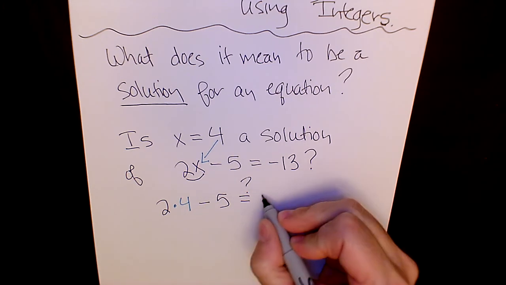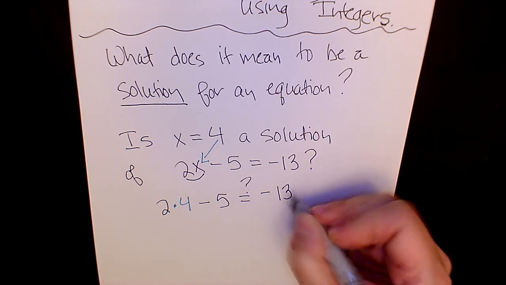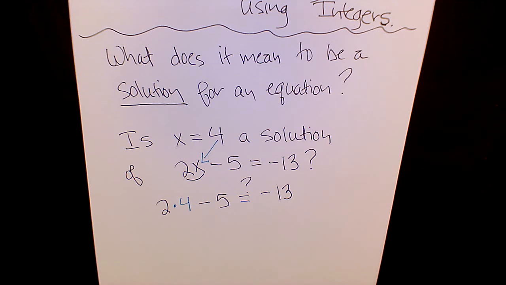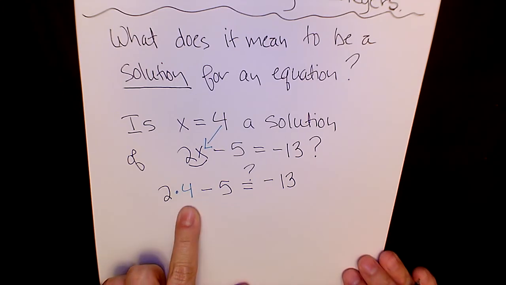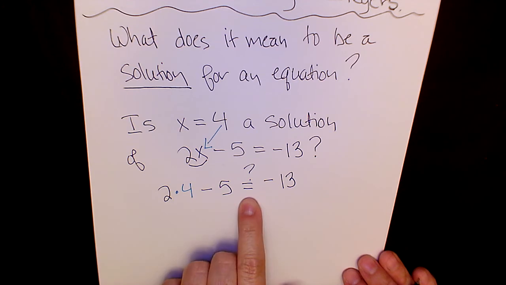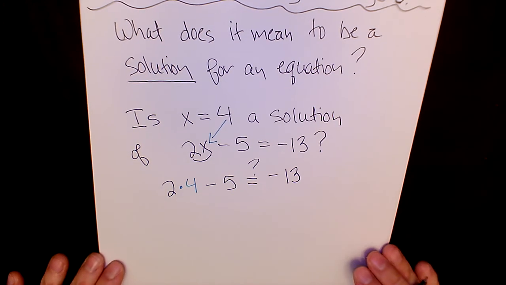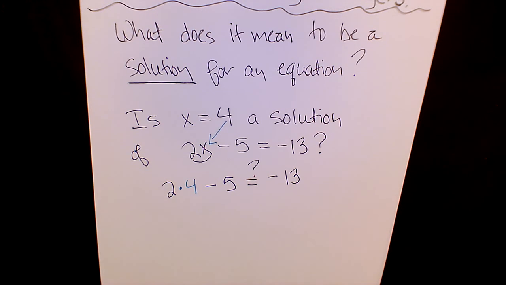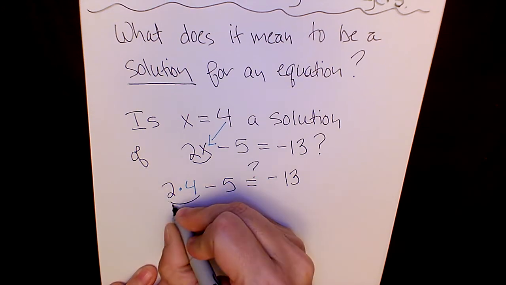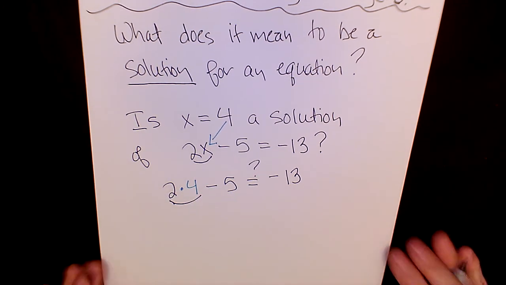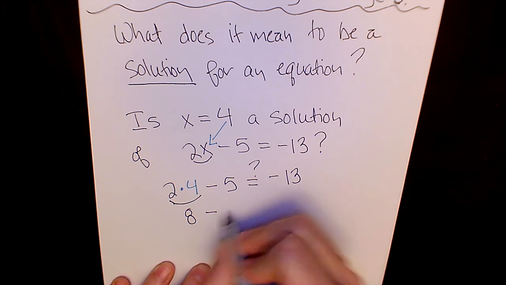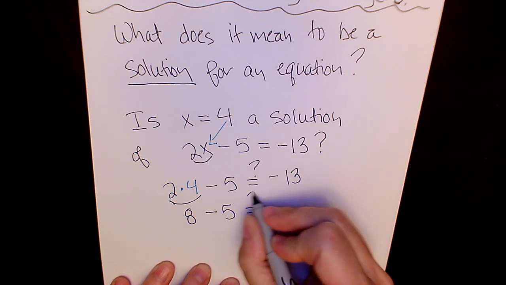Does that equal negative 13? So does 2 times 4 minus 5 equal out to negative 13? Well, let's see. If it does, it's a solution. If it does not, it is not a solution. So let's go ahead and see if it works out. So 2 times 4, just following PEMDAS, is 8. Bring down my minus 5.